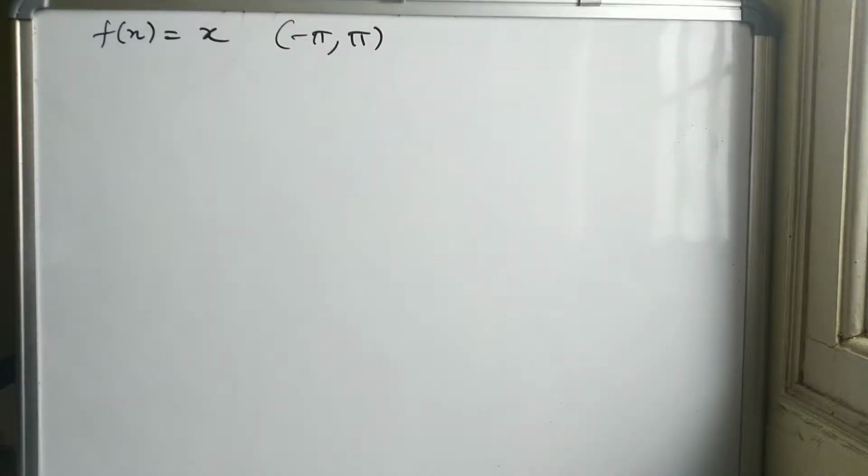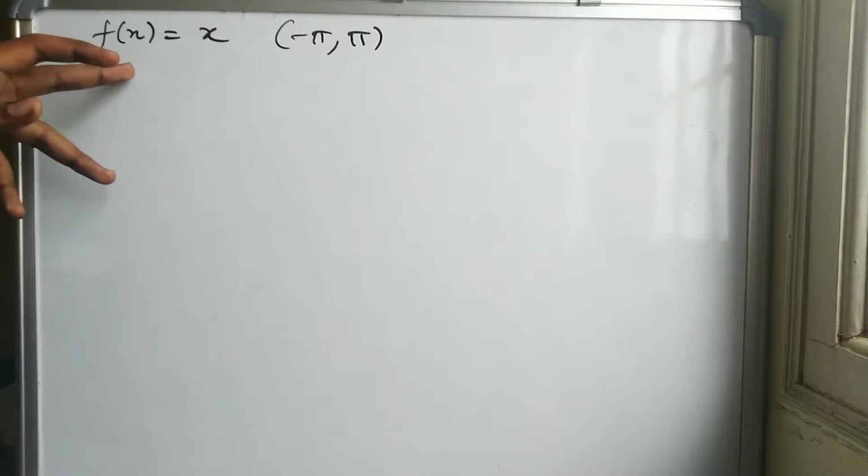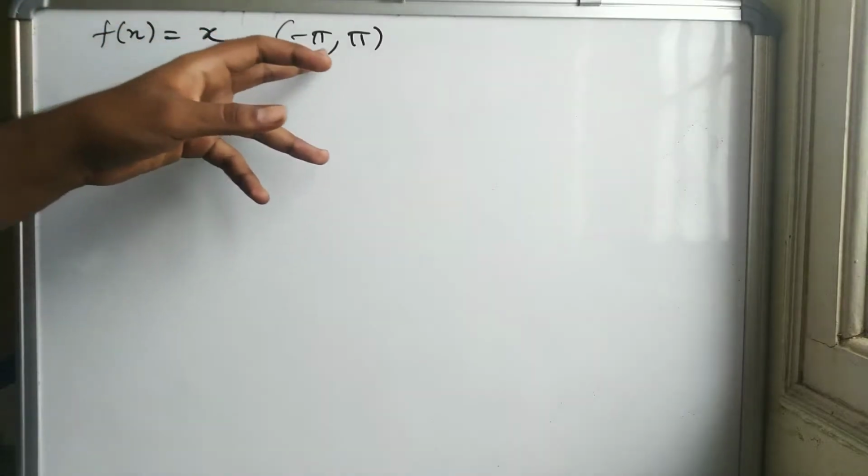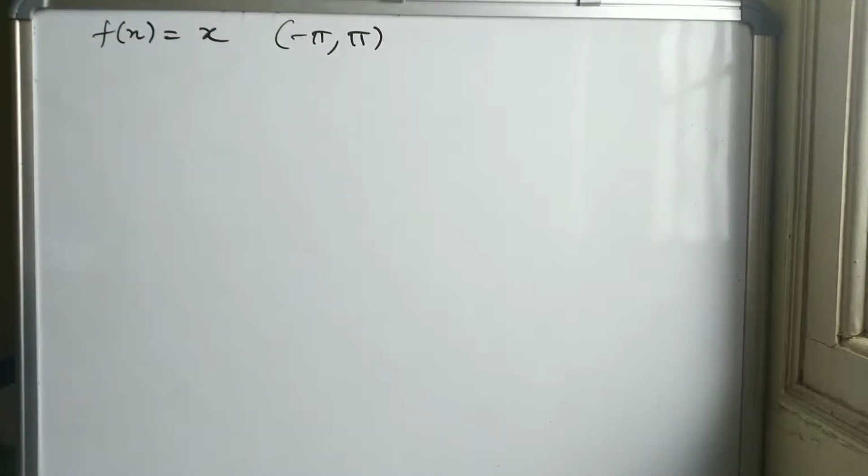In this video, we'll be solving the problems. Okay, so first question: obtain the Fourier expansion for the function f of x equal to x in the interval minus pi to pi. Now, formula.